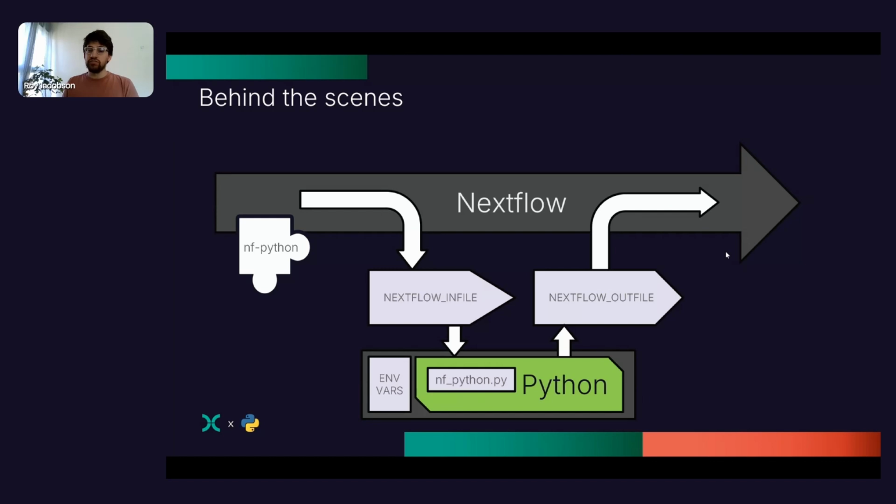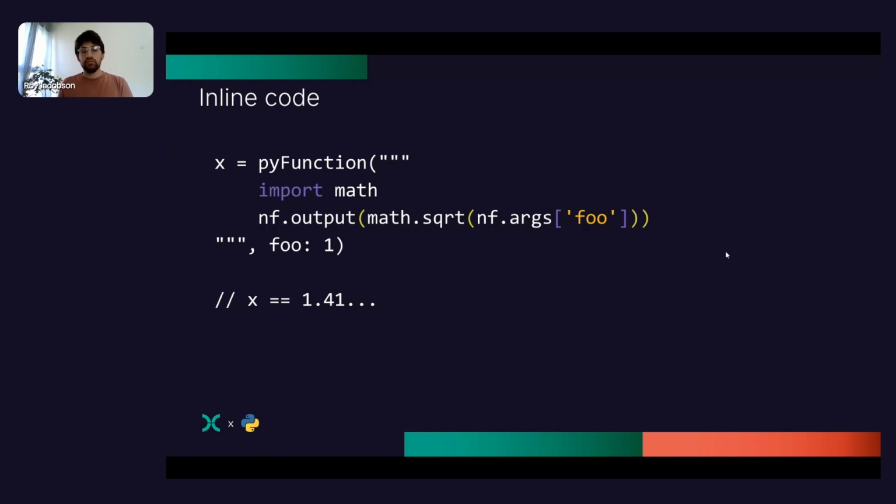So what other features do you have? You have inline code support. If you don't want to put your code in a separate script file, you can just write the Python code directly inside a string block in Nextflow. For example, here you call PyFunction with just a string argument that contains Python code to compute the square root of the foo argument. Sorry, this is a mistake in the slide. It should have been the square root of 2, but foo is 1. But basically the idea is that you calculate the square root and just put it back in x.